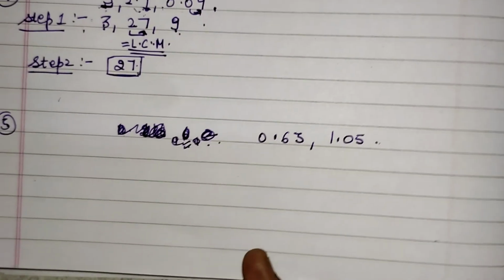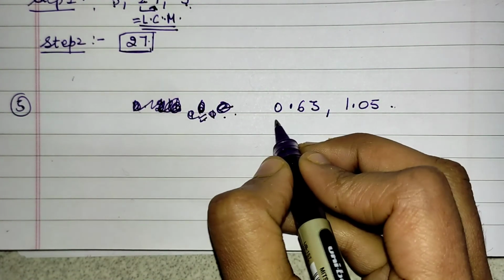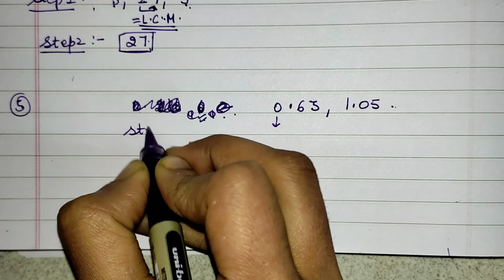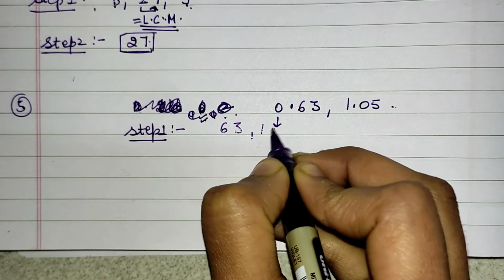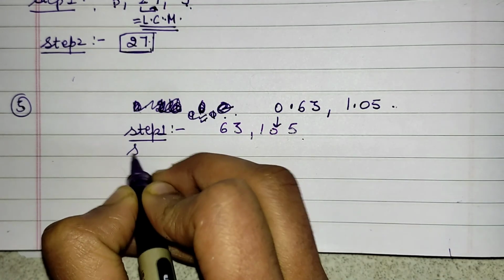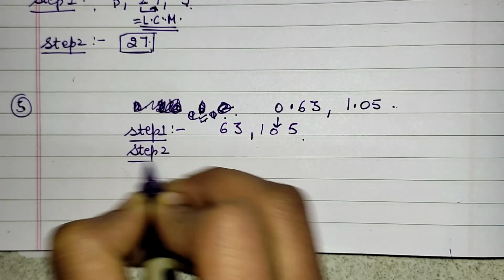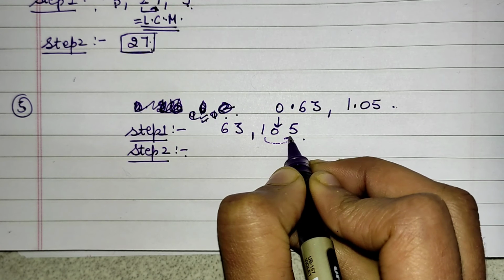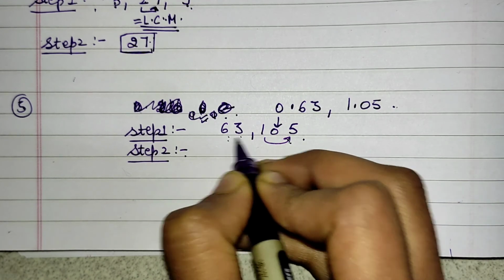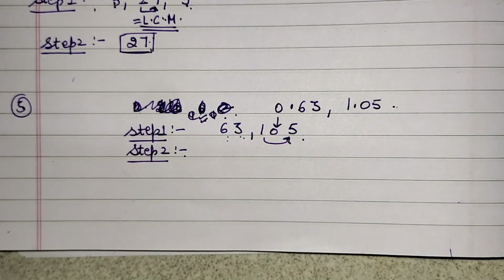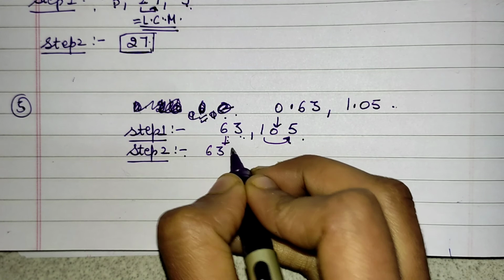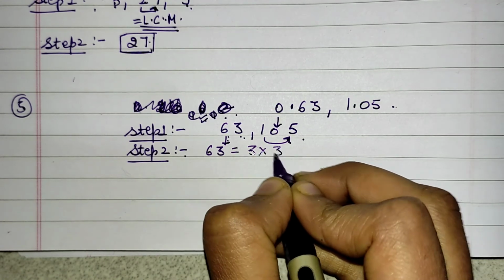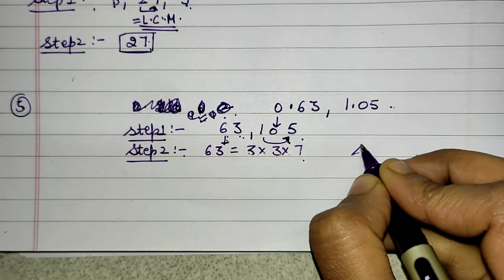Okay. Next, moving to the next question. My step number 1 is that I have to convert these to 63 and 105. Step number 2 is that I will check whether 105 is divisible by 63 or not. If it is divisible, then that's fine. Otherwise I will write down the factors of 63, which is 3 into 3 into 7.